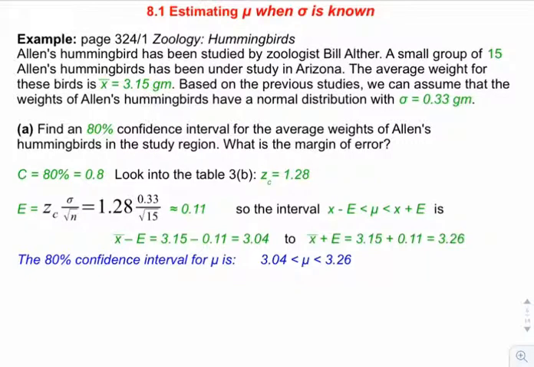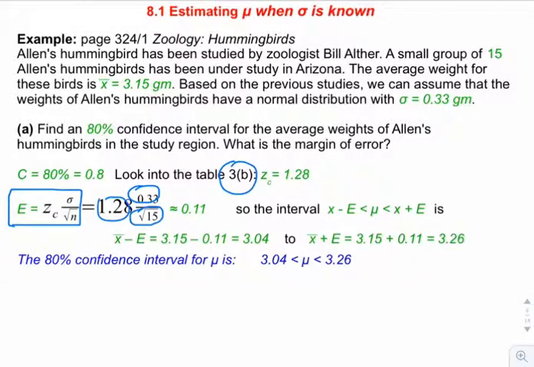Well, we want to be 80% confident, so c is 80%, which is 0.8. We want to look at that table. We calculated this one already in our first video, but we could also look at the table to see that z_c is 1.28. The error is that z_c times the standard deviation of x bar, right? Sigma divided by the square root of n is the standard deviation of x bar. So we put in those numbers for z_c, for sigma, and for the square root of n.